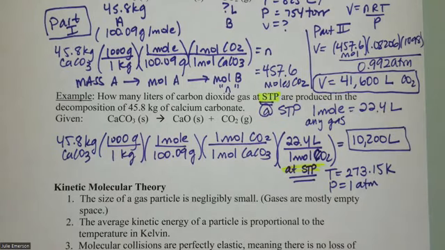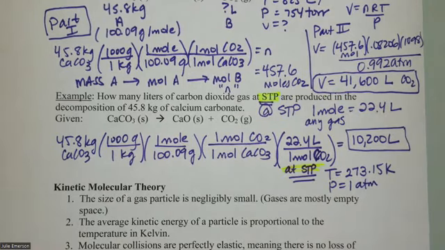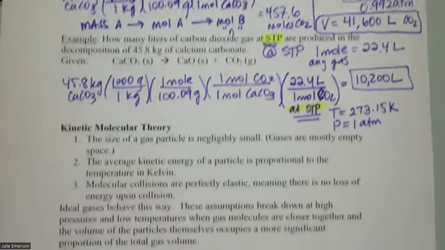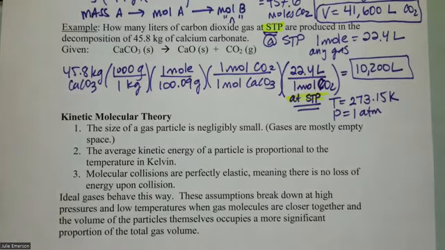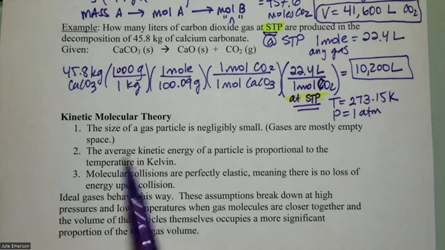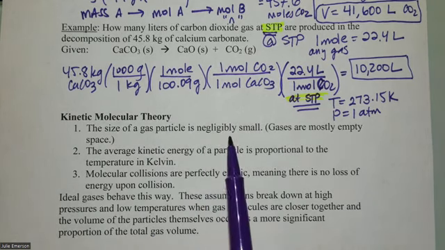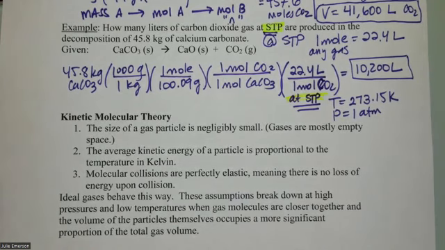So as I was talking about, in order for the ideal gas law, PV equals nRT, to really work, the kinetic molecular theory has to hold true. So the size of the gas particle is negligible. If I'm looking at a volume of gas, the volume that's actually occupied by the gas particles is mathematically insignificant, right?